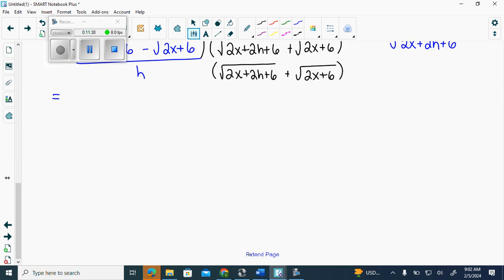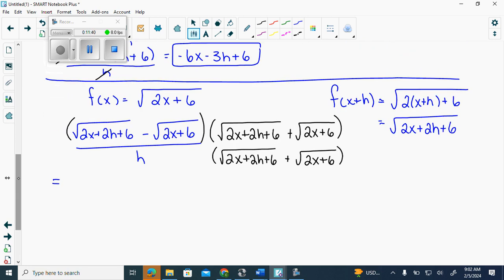So, we multiply coefficient times coefficient. Now remember, if I go root x times root x, the answer is x. Root 64 times root 64 would be 64. It's not like we have to actually find out what that is. So if I go root 2x plus 2h plus 6 times root 2x plus 2h plus 6, I just get 2x plus 2h plus 6.